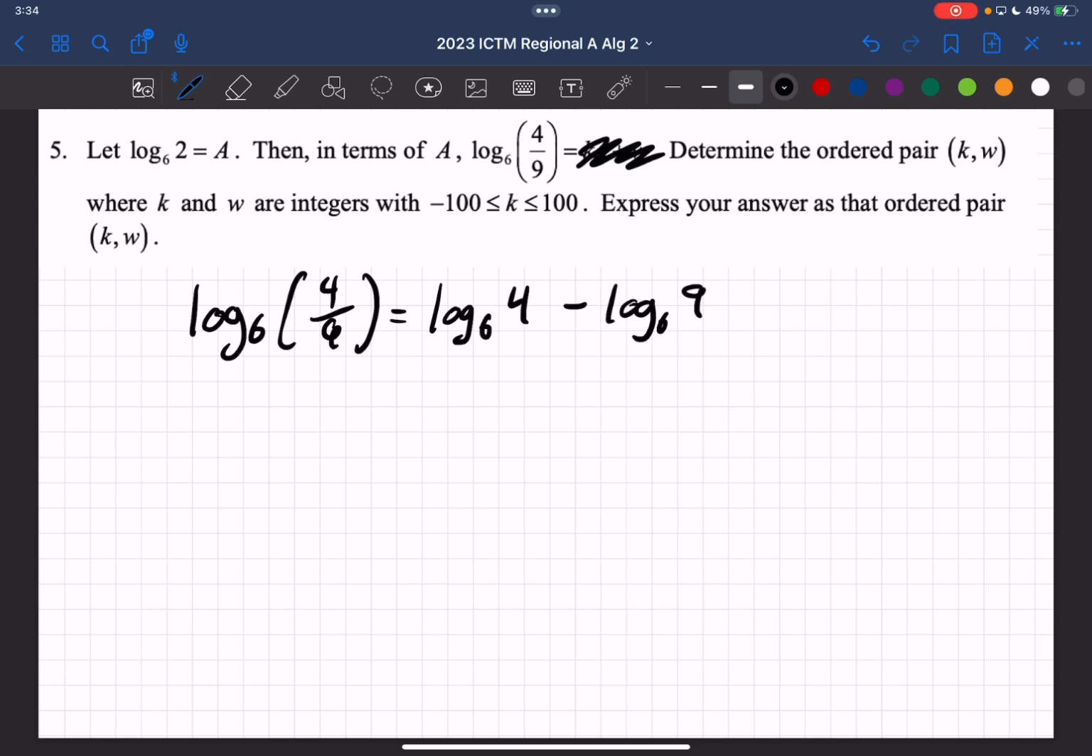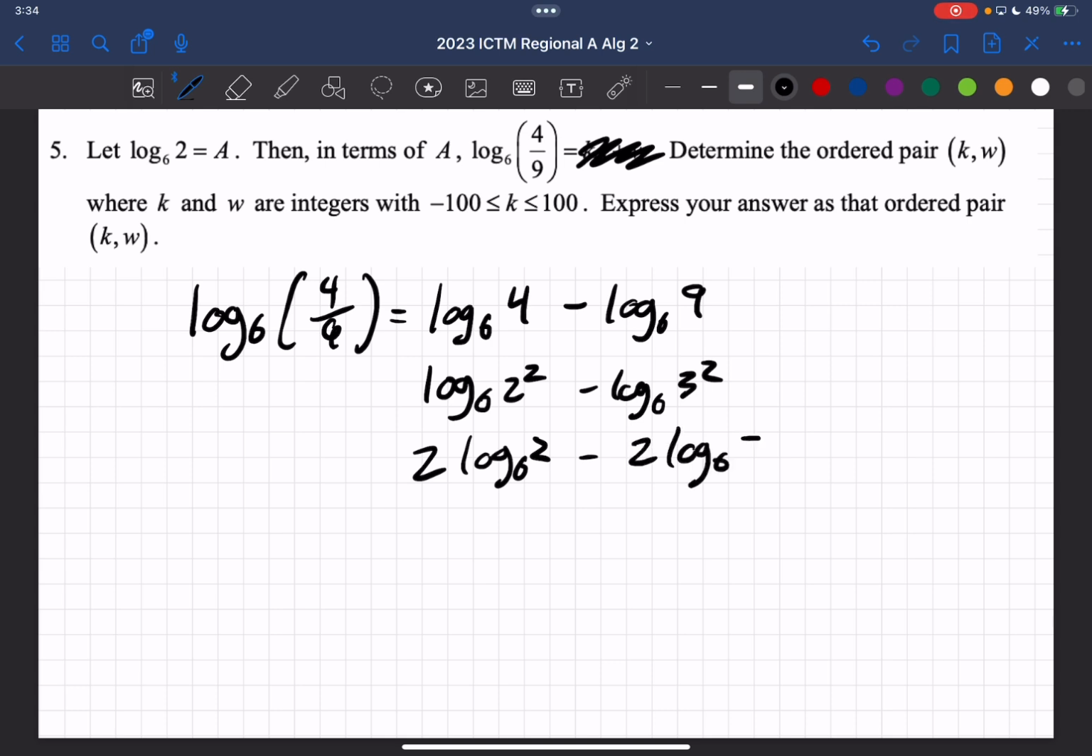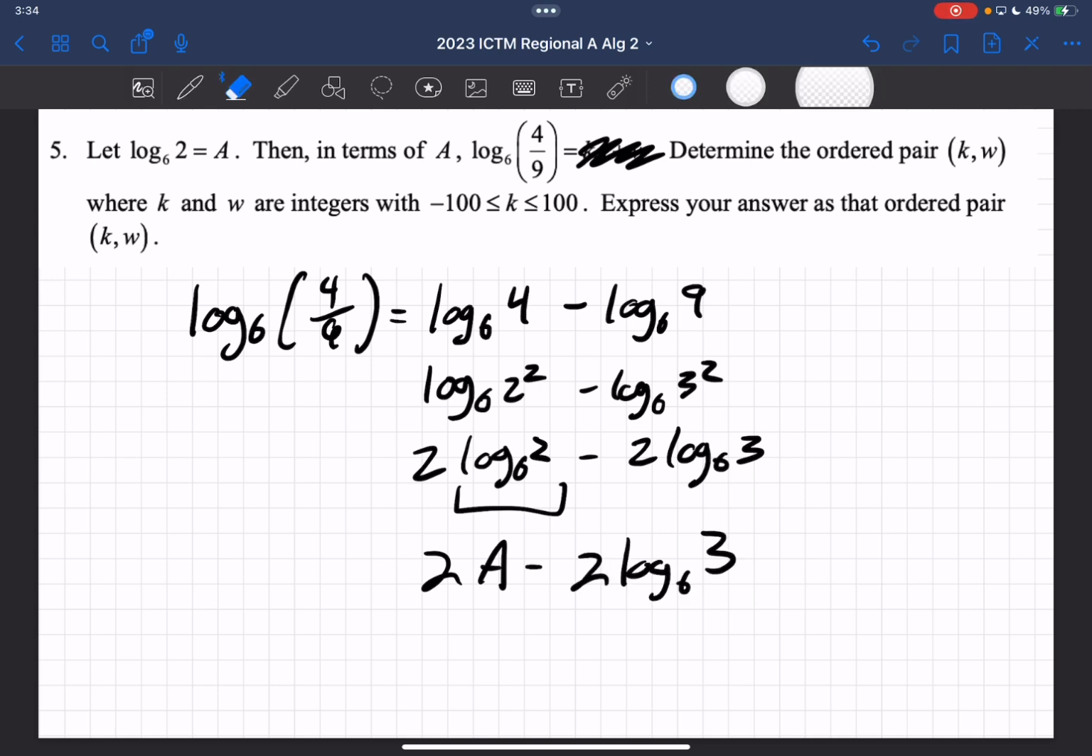So far, so good, right? Well, because I can do log base 6 of 2 squared, log base 6 of 3 squared. So I have 2 log base 6 of 2 minus 2 log base 6 of 3, and this right here is a. So 2a minus 2 log base 6 of 3. Now, notice what it says. Notice that k and w are integers.